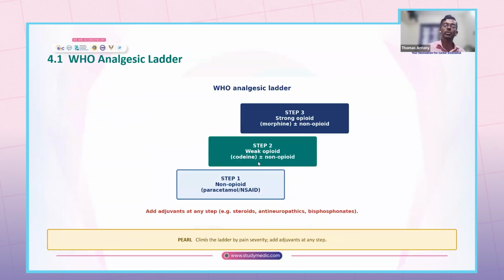Okay, so this is the WHO analgesic ladder. In step 1, we have non-opioids for mild pains. You can start with paracetamol or even NSAIDs. Next step, we can add on a weak opioid with or without a non-opioid. In step 3, we have a strong opioid like morphine with or without a non-opioid adjunct. So climb the ladder by pain severity, and add adjuvants at any step.